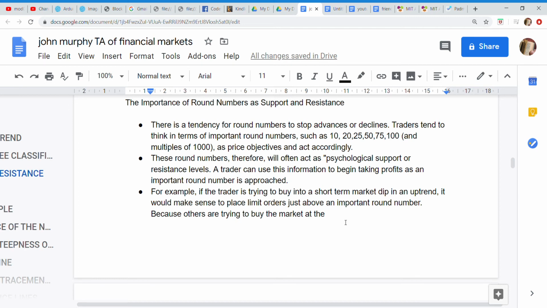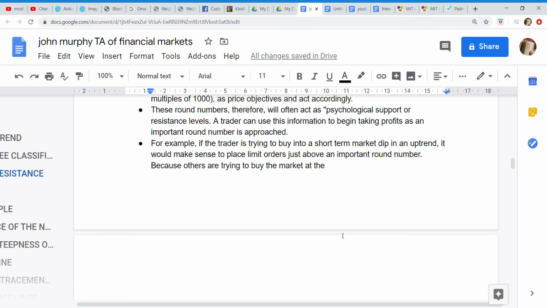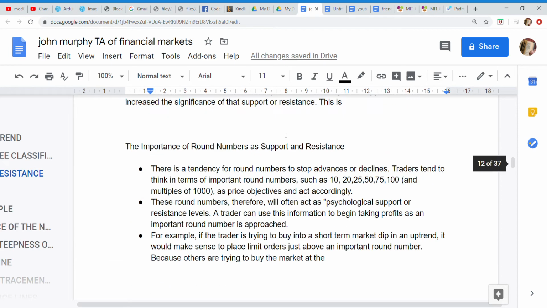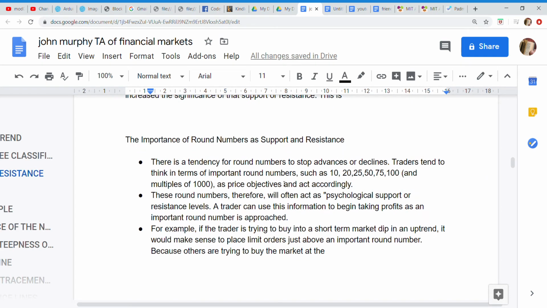For example, if the trader is trying to buy into a short-term market dip in an uptrend, it would make sense to place limit orders just above an important round number, because others are trying to buy the market at the round number. The market may never get there. Traders looking to sell on rallies should place resting sell orders just below a round number. So basically this point discusses round numbers.